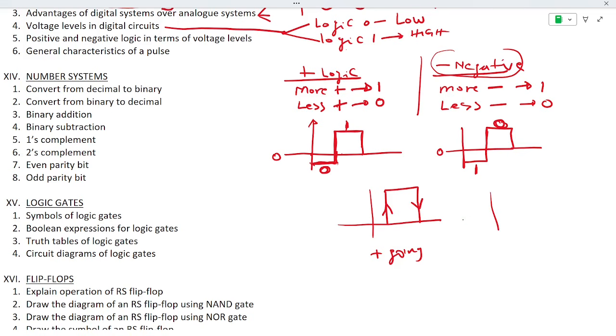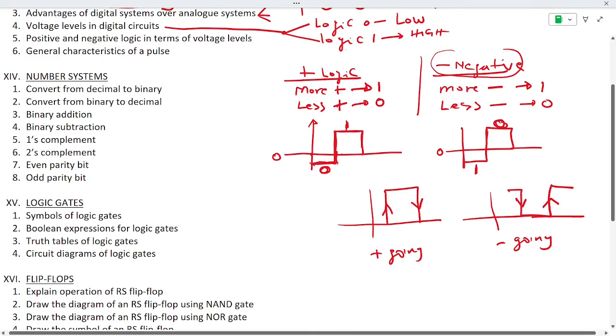And then you have a negative going pulse. In a negative going pulse, it's actually like this. So that's a negative going pulse. This is a falling edge, that is a rising edge. So you just have to study that.